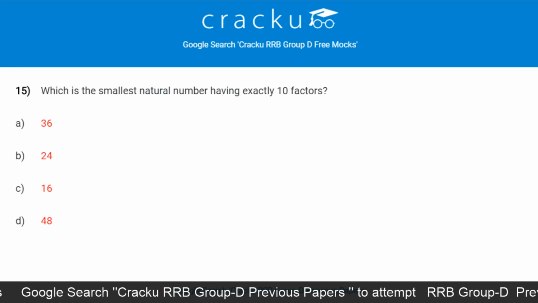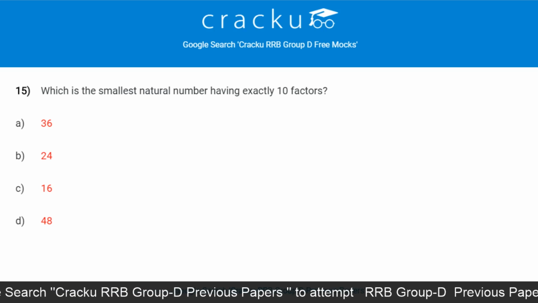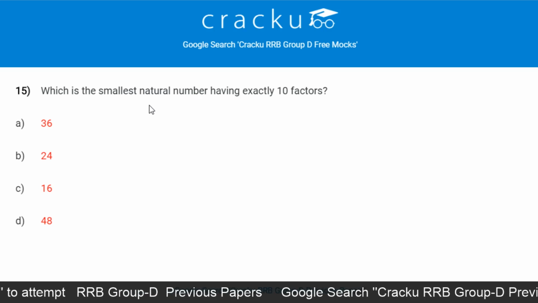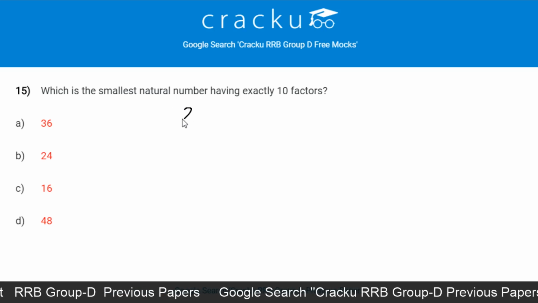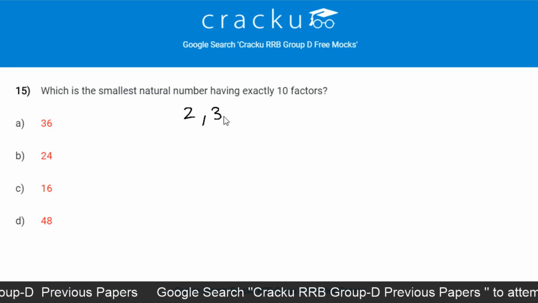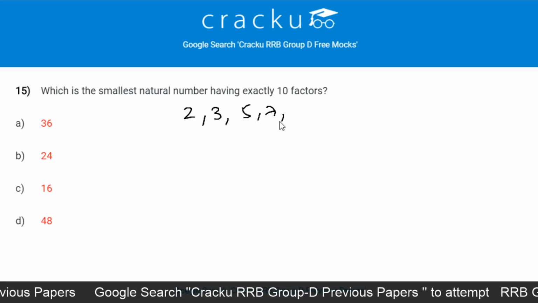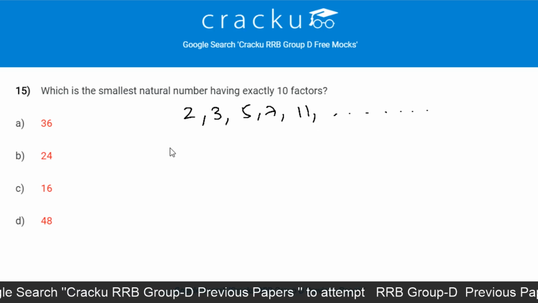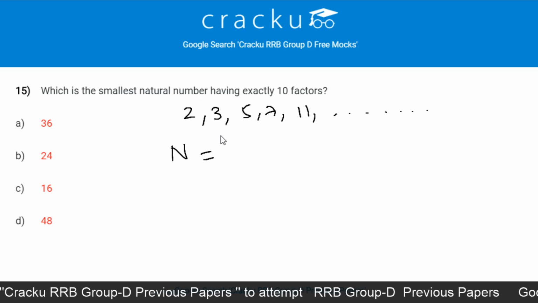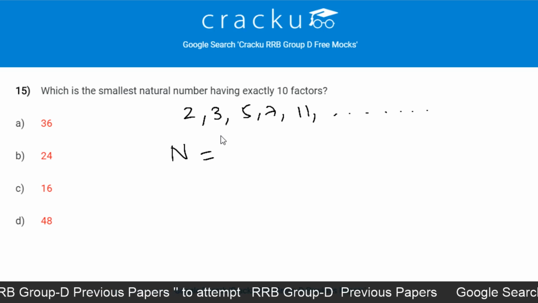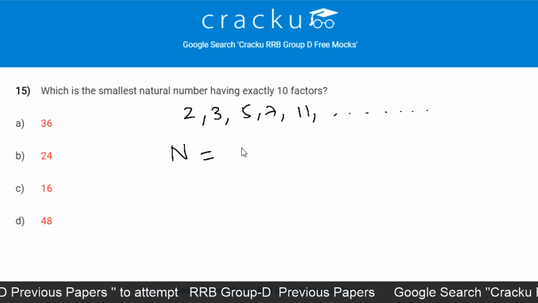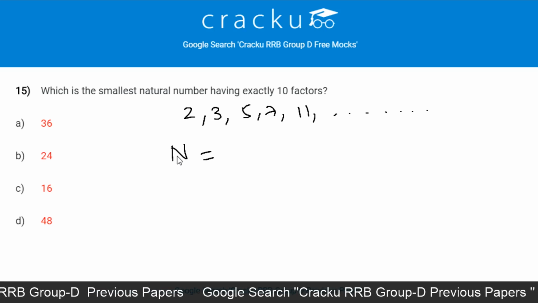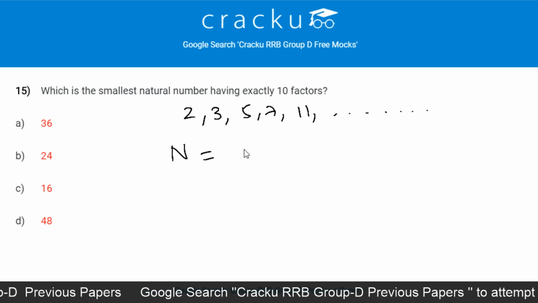Next question. What is the smallest natural number having exactly 10 factors? Before that, prime numbers are denoted by 2, 3, 5, 7, 11 and so on. Any number n can be expressed as a product of prime numbers. For example, a number n can be expressed in the form of a product of prime factors.